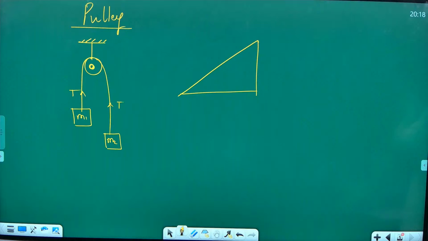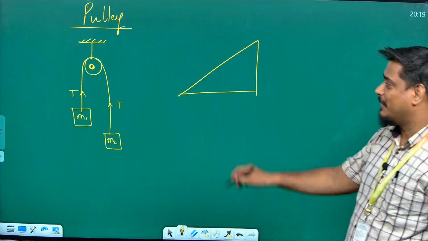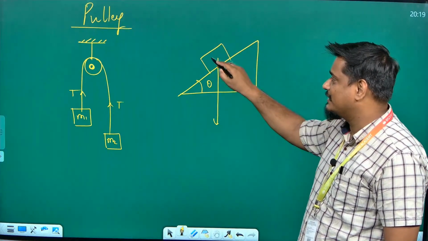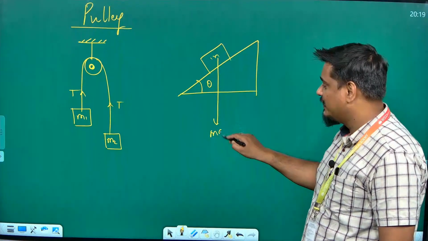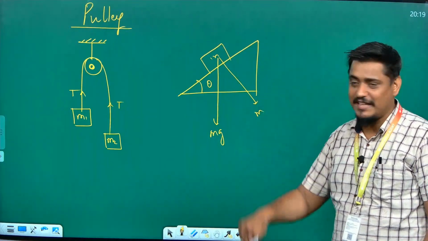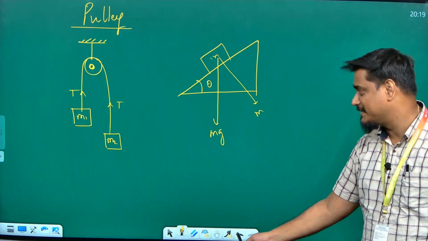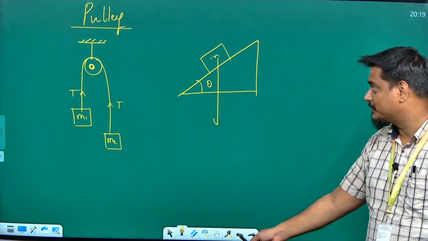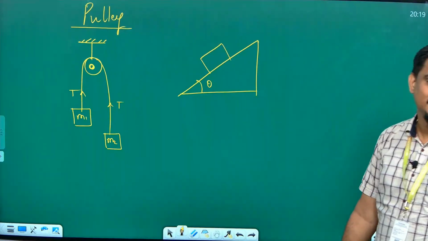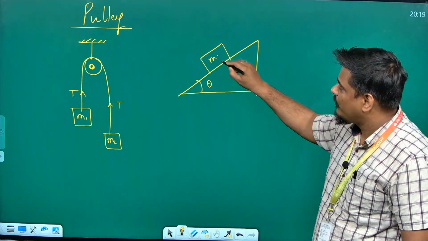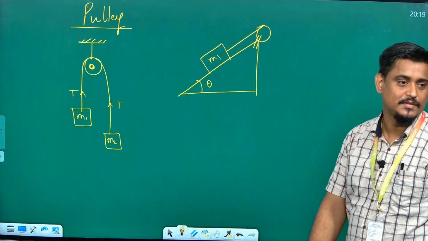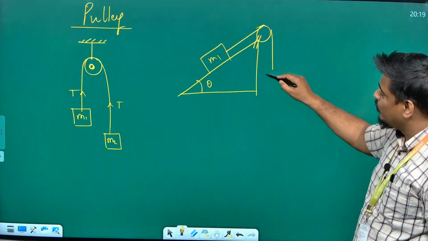Okay. Now, if I have another scenario, there is a wedge. I talked about a wedge in the last class, where I kept a wedge of angle theta, kept a mass here and resolved the mass into mg cos theta and mg sin theta. Remember yesterday's class? Yesterday means last class. I hope you remember. You should remember. Okay. Now my question to you is, this is a mass m1. It is connected with a pulley and another mass m2 is hanging here.